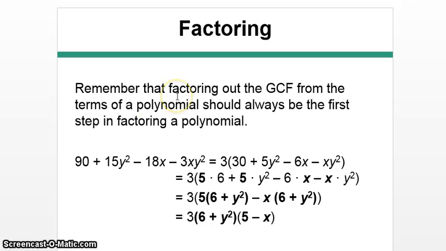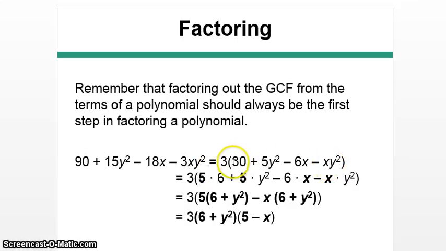Factoring. Remember that factoring out the GCF from the terms of a polynomial should always be the first step in factoring a polynomial. Look at this, there are 4 terms and 3 is common to all the 4 terms, so we factor it out. Then what is left is 30 plus 5y square minus 6x minus xy square.